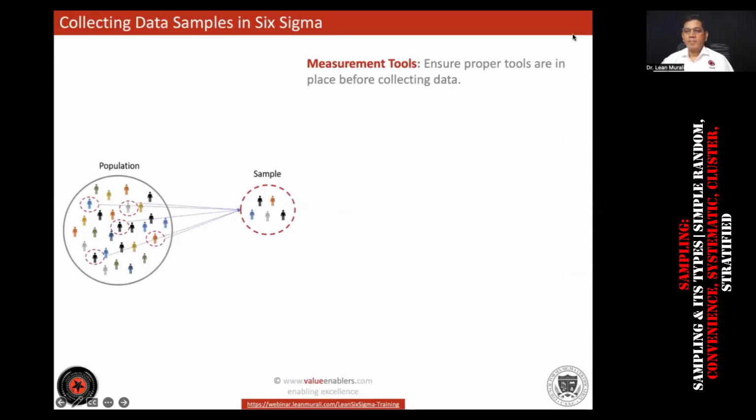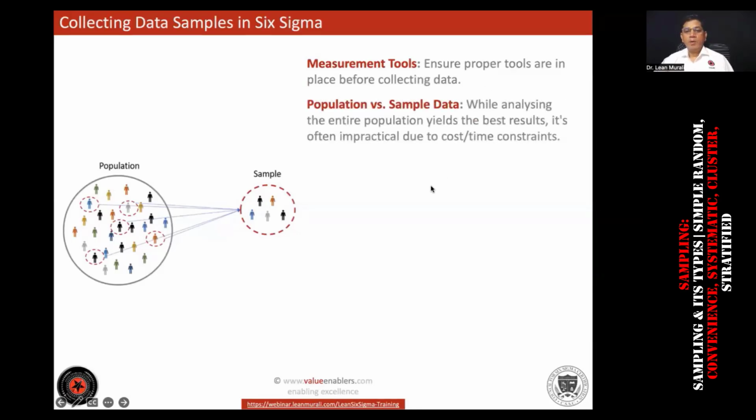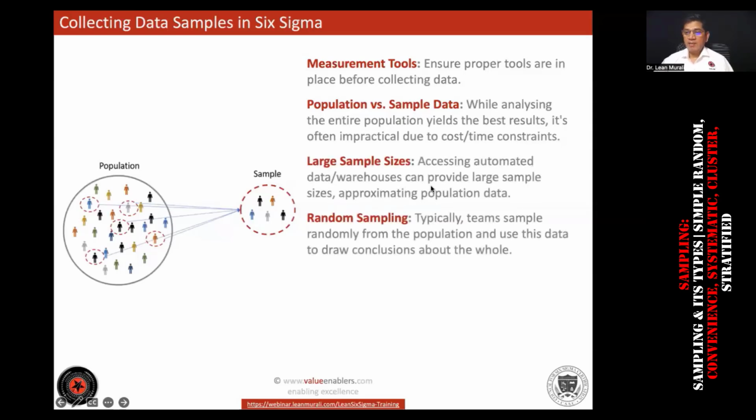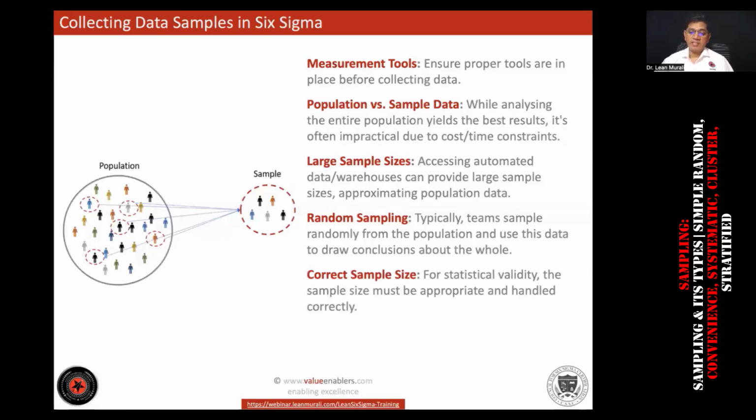Now, I will talk about a few things: measurement tools, what is population and sample, sample sizes, random sampling, the correctness of sample size, and some sampling strategies. We have to have proper tools before collecting the data. What are these tools? Surveys, questionnaires, etc. And some research that we need to do.